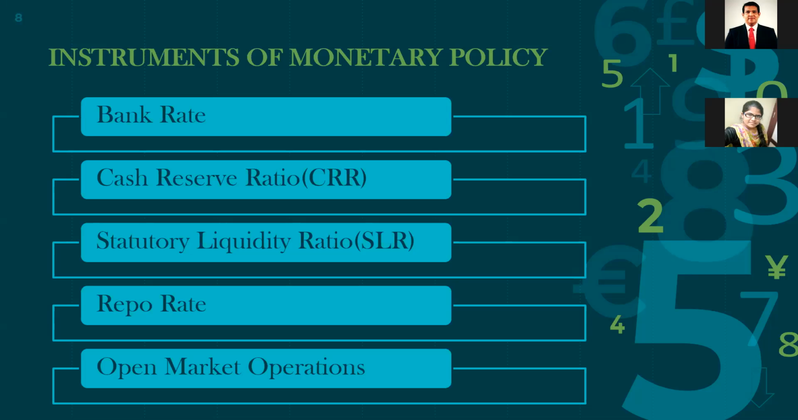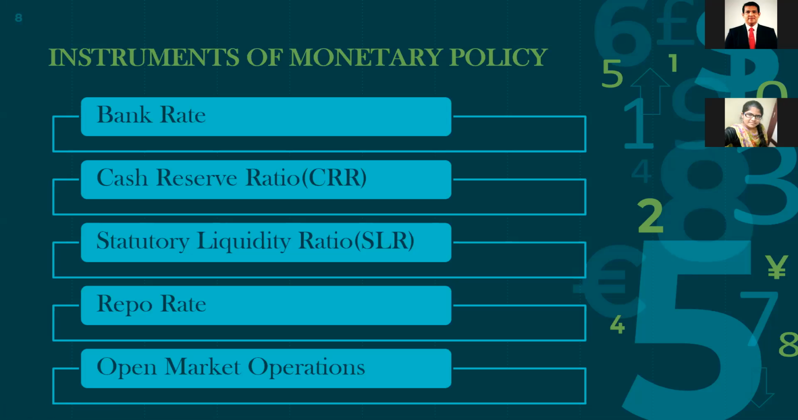Then statutory liquidity ratio. It means a certain percentage of the deposits is to be kept by the bank in the form of liquid cash. This is kept by the bank itself. The liquid assets here include government securities or treasury bills, and other securities notified by the RBI.